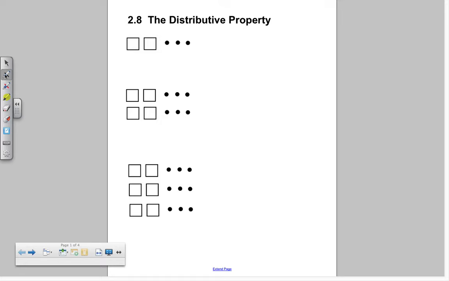So let's start with a picture. In this picture, you see two boxes. There's three separate pictures here. Two boxes and three dots. And we remember from class that the boxes represent an x. We don't know how many dots are in that box, so we call it x. And the dots represent 1. So this representation would be 2x plus 3.